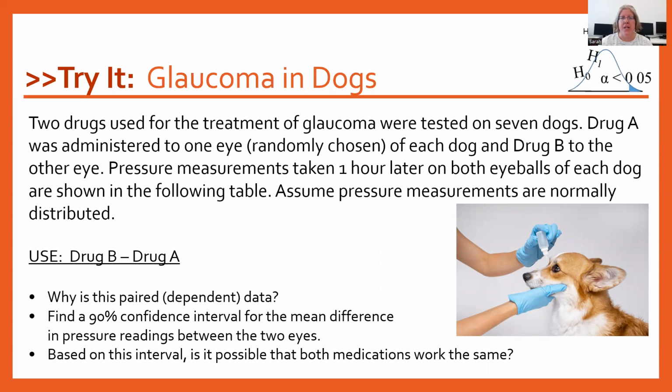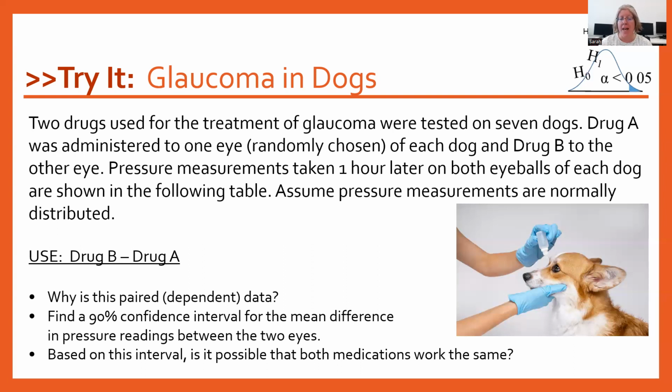So what they did is for each dog, they randomly selected one eye to get drug A, and then the other eye got drug B. 1 hour later, they took pressure measurements of both eyeballs, and then they recorded that information in the data sets. You can assume that the pressure measurements are normally distributed, and our order of subtraction here is drug B minus drug A. So you have a couple of questions to work on.